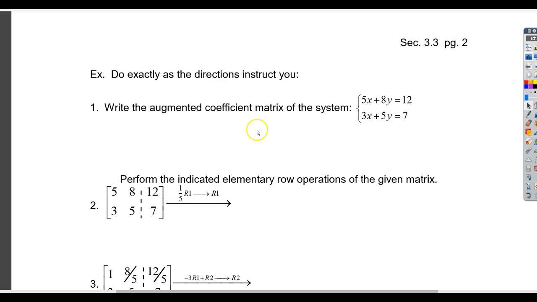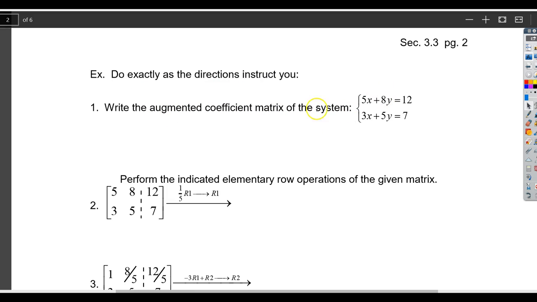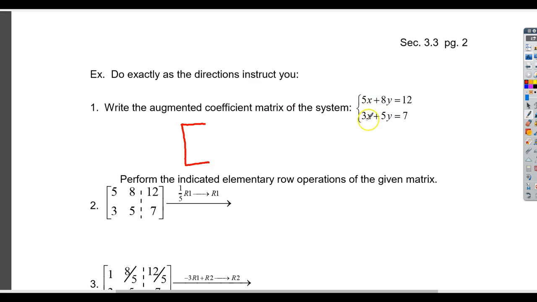Okay, I don't believe that the PowerPoint went over this section, so I'm going to do it with you. This says, do exactly as the directions instruct you. Write the augmented coefficient matrix of the system. So that would be 5, 3 as our X column, 8, 5 as our Y column, and then our equals column is 12, 7. So the whole thing is an augmented matrix, and this is the coefficients.